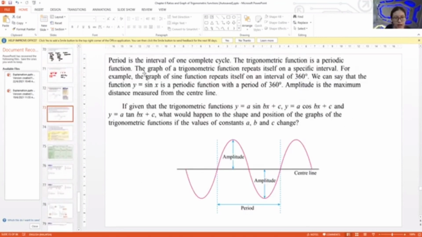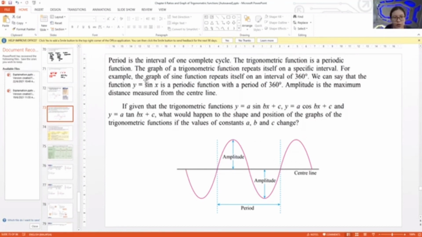Okay, I haven't finished. The trigonometric function is a periodic function. The trigonometric function is also known as a periodic function. We have both names. The graph of a trigonometric function repeats itself on a specific interval, so it will repeat and repeat. See how many values are written on the x-axis. If many, then it will repeat many times. If not many, then maybe it is only halfway.